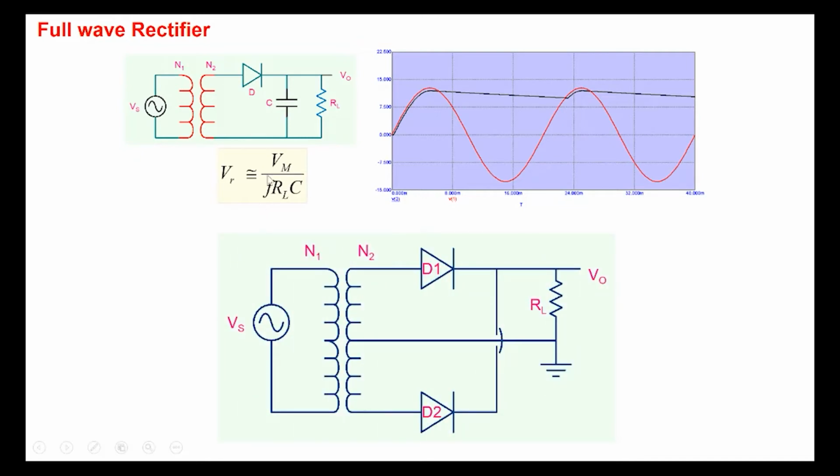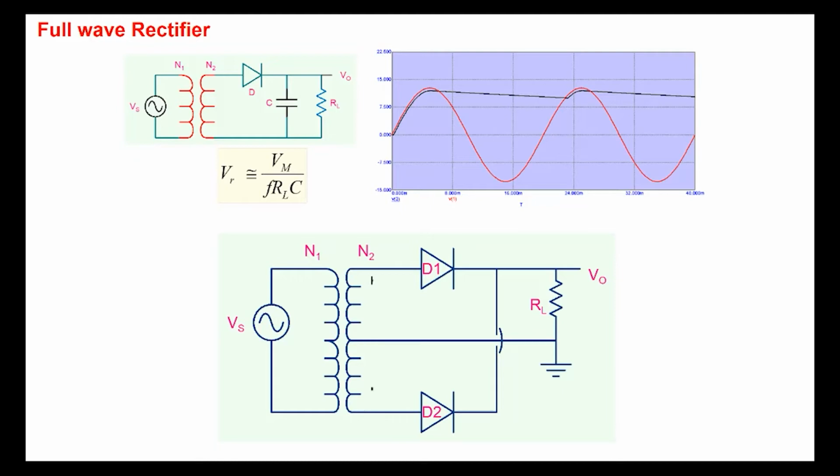Now, this problem can be partly relieved if we use a full wave rectifier. And this is the circuit that we use. We have two diodes, D1 and D2. And we have a transformer just like in the previous case, but a transformer with a special characteristic: its center is connected to ground. So in addition to the two secondary terminals that are there, there is a center tap also, and that is connected to ground. And you'll see why this is required in order to obtain a full wave rectification.